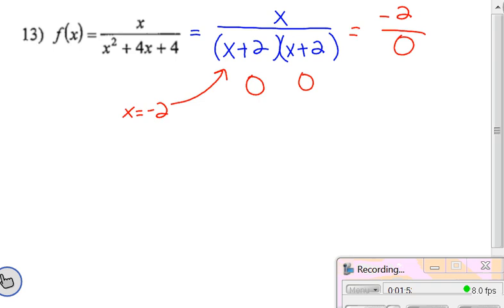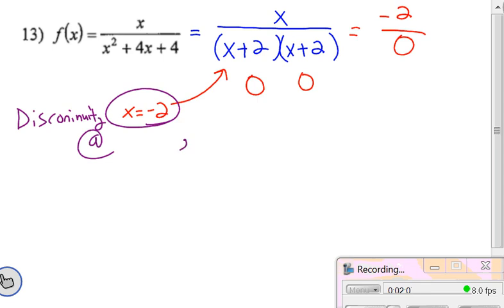So that's a problem. That means that there is discontinuity at x equals -2, and it's a vertical asymptote, so it's non-removable. Non-removable discontinuity.